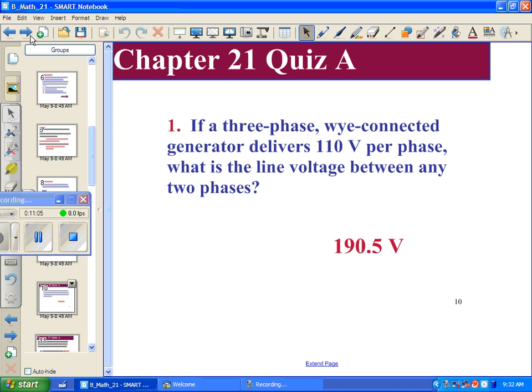A three-phase Y-connected generator delivers 110 volts per phase. What is the line voltage between any two phases? So the simple question is saying in a Y-connected generator that has 120 volts per phase, we're going to multiply that times square root of 3, and that should come out to 190.5 volts. Is that correct? Okay, nice simple question there.